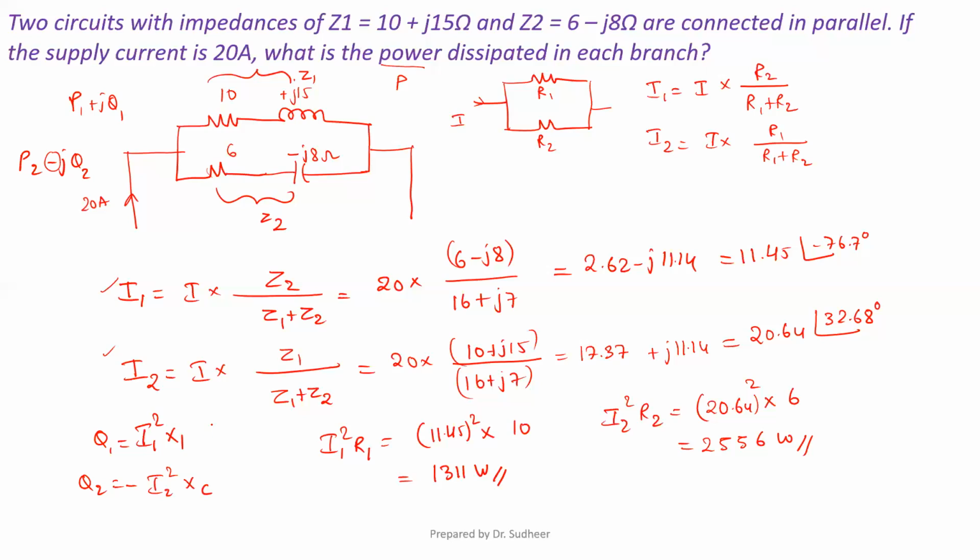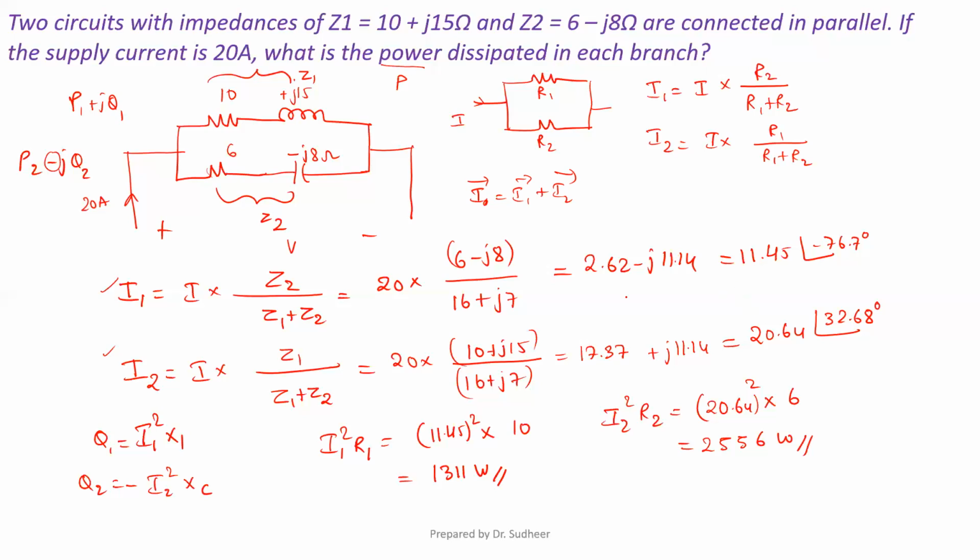So this is one of the problems where we are using two impedances connected in parallel. The same problem you may be asked by giving a voltage rather than the current. When the voltage is given, I1 is equal to V by Z1, I2 is equal to V by Z2. Then the total current is I phasor equal to I1 phasor plus I2 phasor, not simply I1 plus I2 in AC circuits. If you add 11.45 and 20.64, it will not be equal to 20.